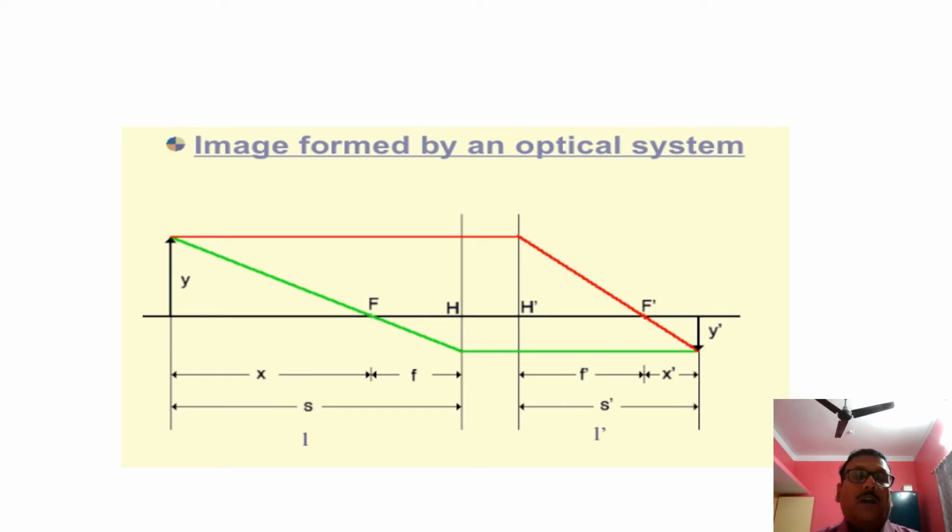Here is the object Y. A ray parallel to the principal axis goes through the focus F' after refraction, and a second ray, which is shown in green, passes through the first principal focal point and becomes parallel after refraction through the lens, and the image Y' is formed.